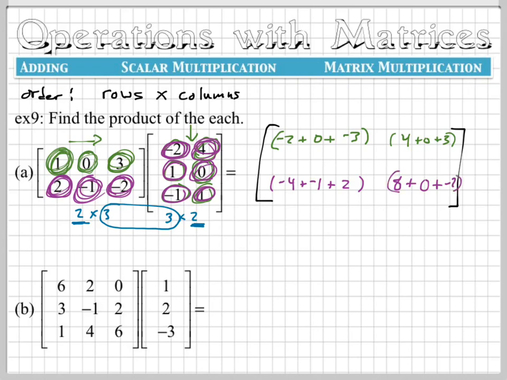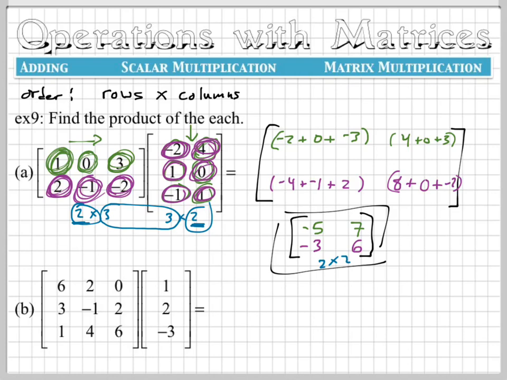All right, so let's write out our answers. Let's see, -2 plus 0 plus -3 is going to be -5. 4 plus 3 is going to be 7. And then we have -4, -1 is -5 plus 2 is -3. And that is going to give us 6. That is our answer. And notice that this is a 2 by 2. We got the 2's from this.